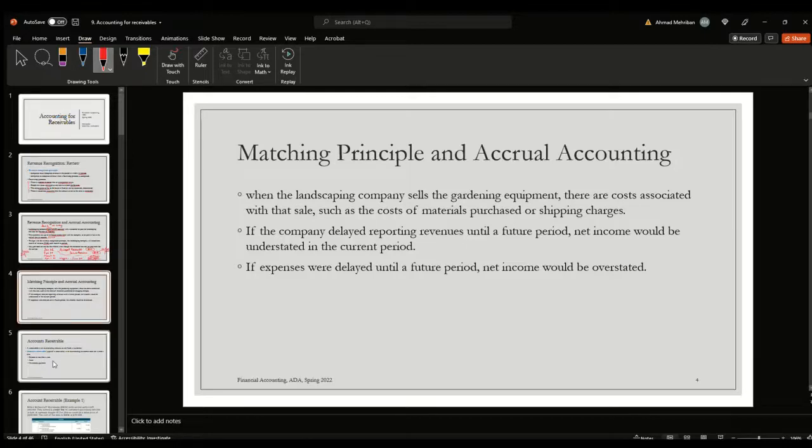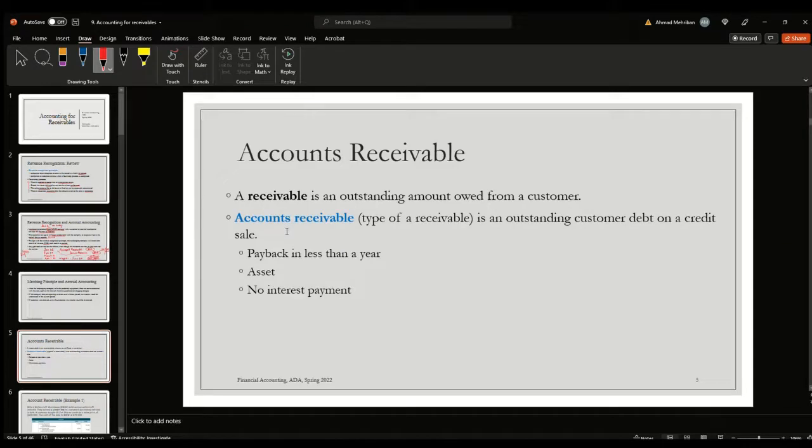Okay, so again, very briefly, you already know accounts receivables are the outstanding amount that is owed from the customer. The account receivable is a type of asset account. It is paid in less than a year. It's not a long-term asset. It's a short-term asset, so paid within a year. And there is no interest payment. So these are the three most important things that you should remember about accounts receivable.